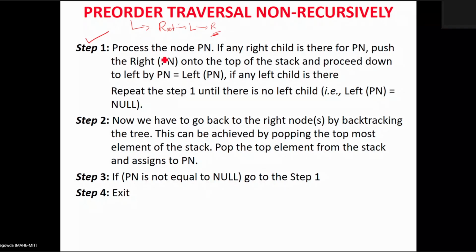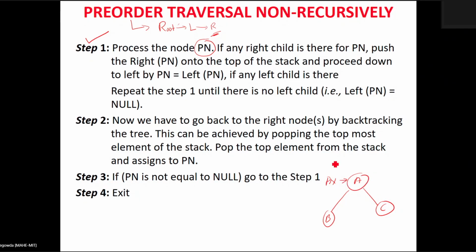Since we are going to start with the root node, the address of the root node is stored in the present node, that is the variable Pn. We are going to process that node. Say for example, if you have a node A and other nodes B and C, this is a small tree, so that my variable Pn is pointing to the root node, that is nothing but A. As we discussed in the previous slide, the address of the root is assigned to the variable Pn.